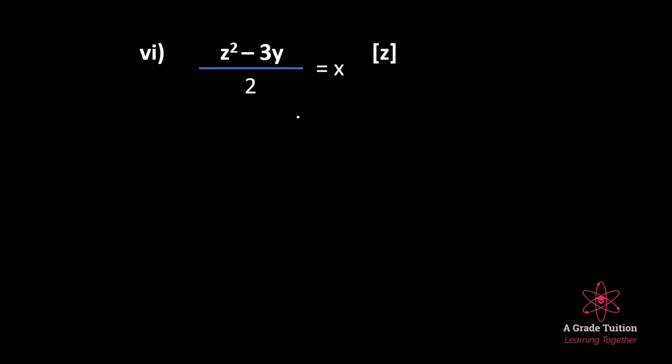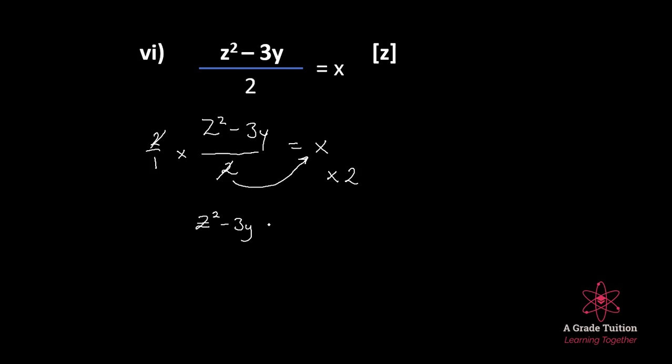Okay, so here's another example. z squared minus 3y over 2 is equal to x, and we want z. Okay, so if we bring the 2 up here, it's going to multiply. So you can times this side by 2. Okay, and that cancels the 2 there, and it cancels this 2. You've also got to times it by 2 on this side, so z squared minus 3y is equal to 2x.